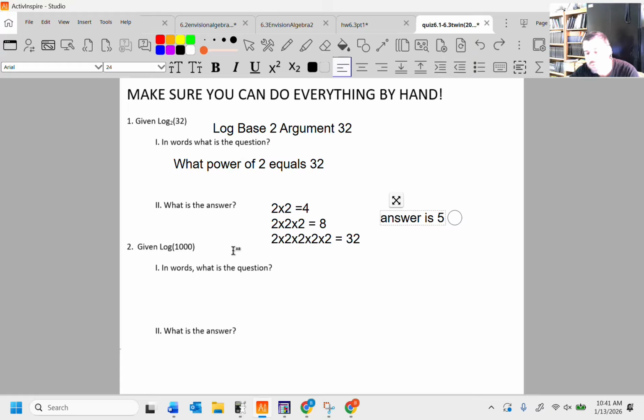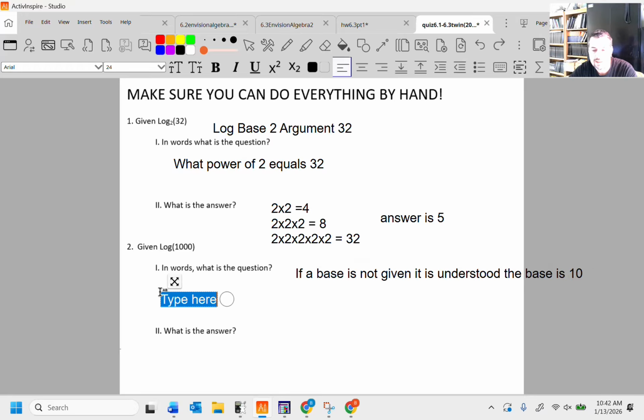All right, the next one, given log base 10. Now, if a base is not given, it is understood the base is 10. So it's kind of asking the same thing as the last one. It says, what power of 10 is equal to 1,000? Well, kids, that's 3, because 10 times 10 times 10 is 1,000. So the answer is just 3.